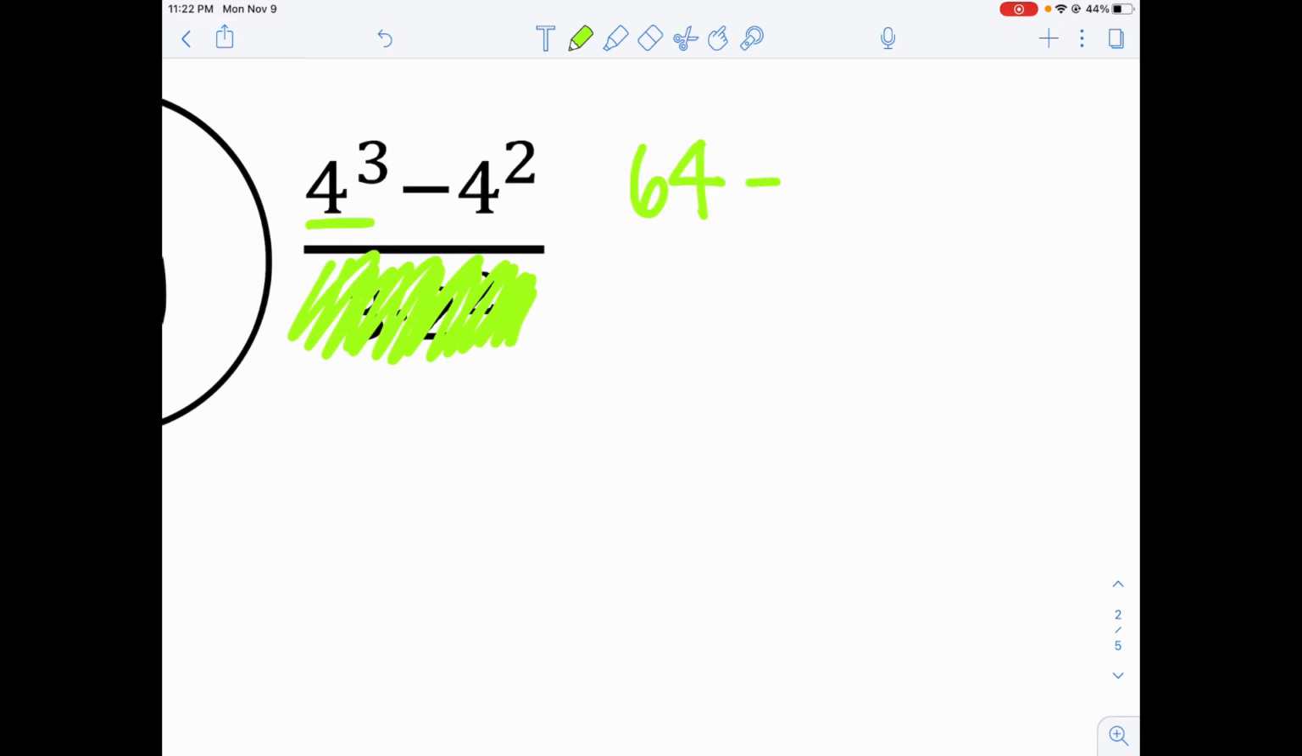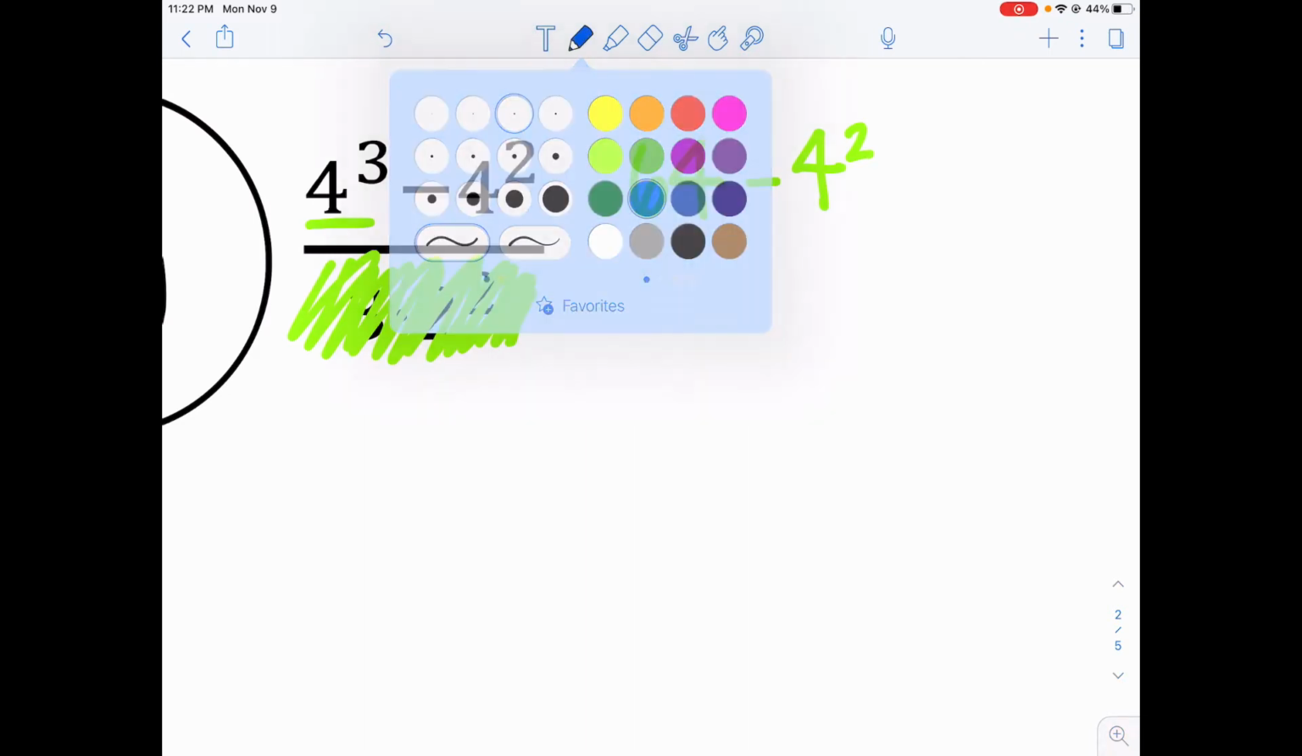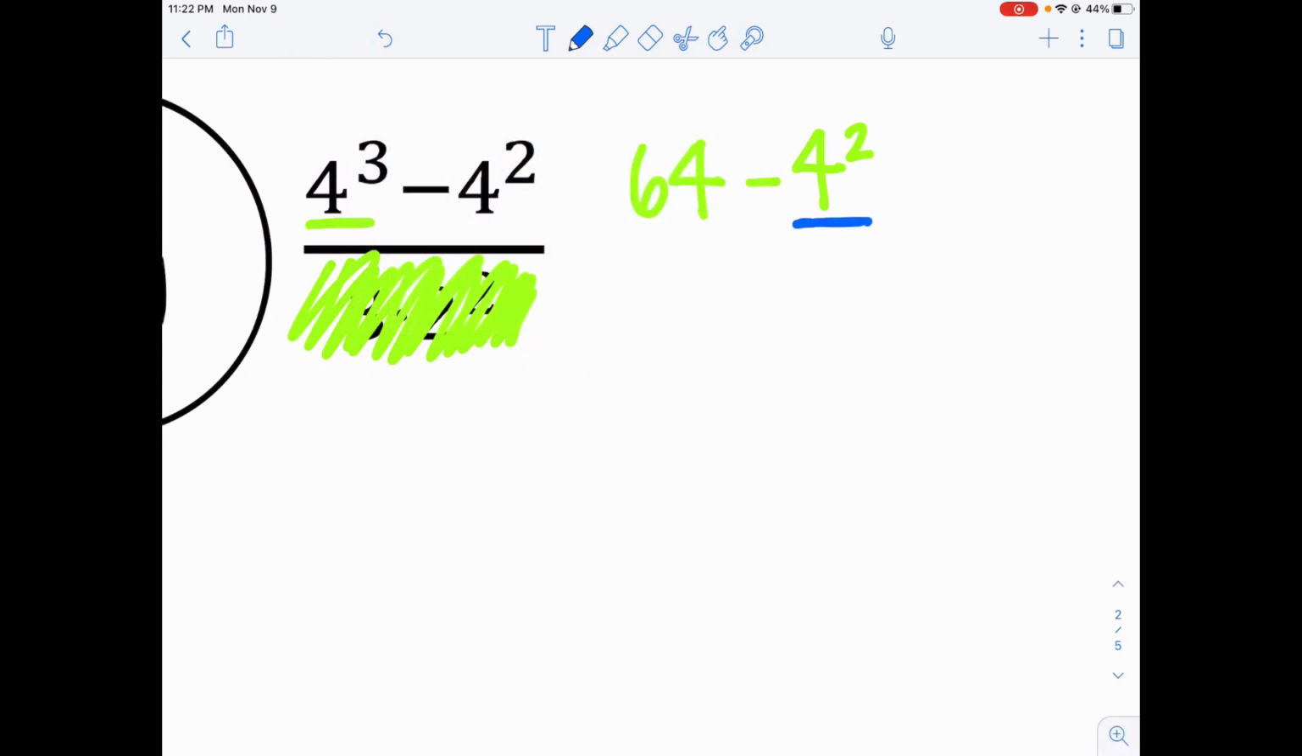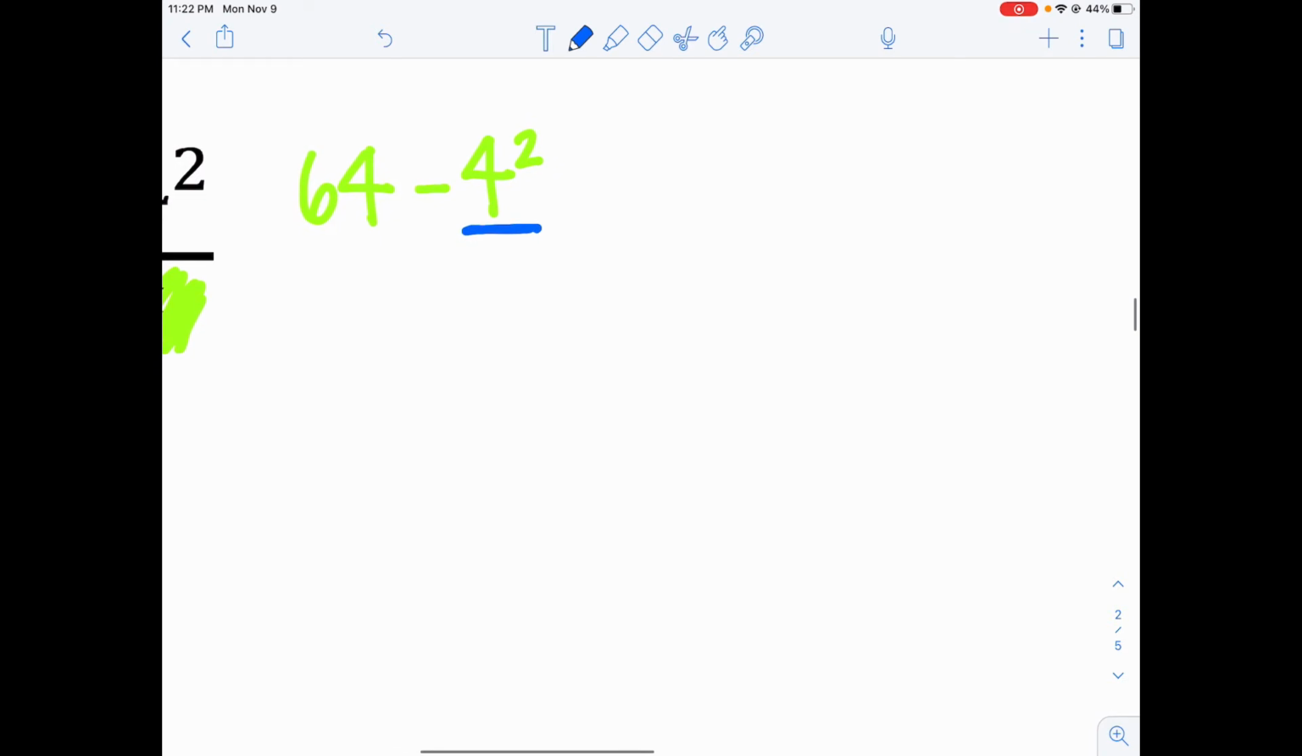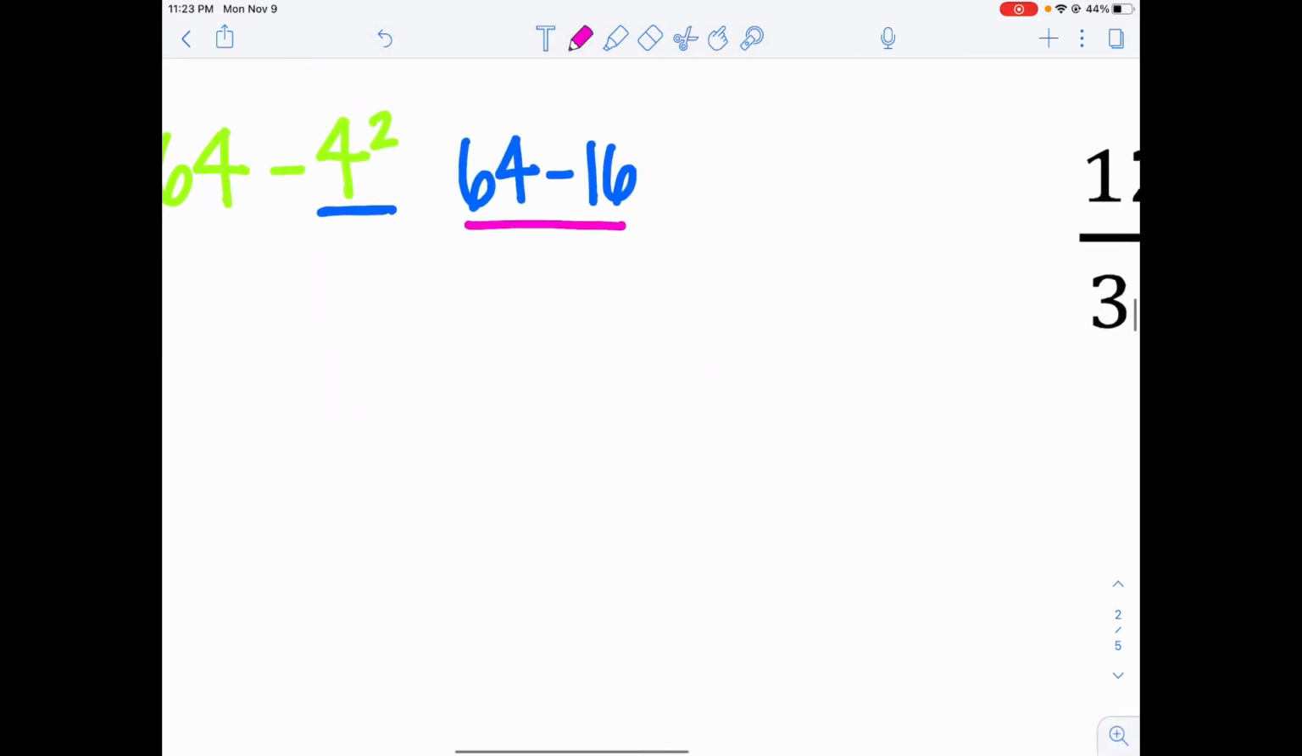Now I'm going to bring over everything that I have not used yet, which is a minus sign and another 4 to the second power. Now I'm going to simplify my next exponent. 4 to the second power is 16, so I'm going to write 16, and bring over everything that I have not used, which is 64 and a minus sign. Finally, I am going to simplify 64 minus 16, and that should give me 48. Once you have it fully simplified, remember it goes over a fraction bar or a division bar, whatever you would like to call it.